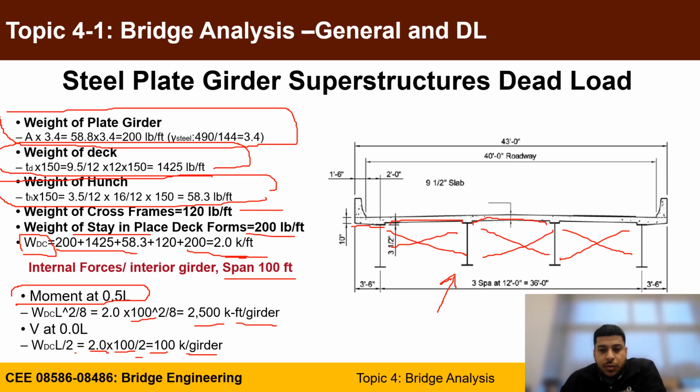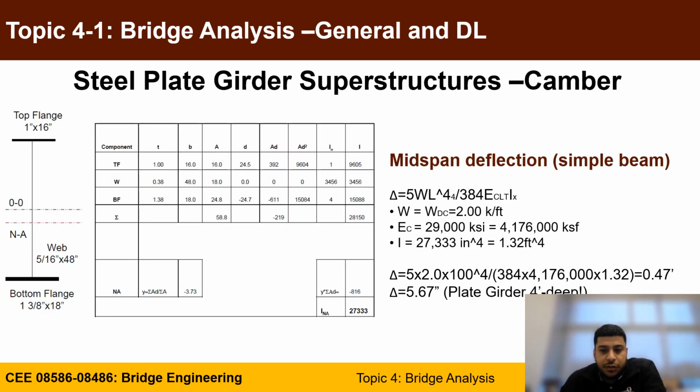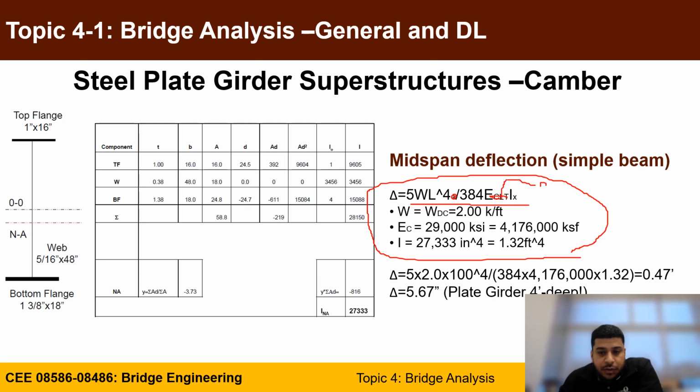And this concludes the first presentation with the last slide of calculating the deflection, which is pretty much similar to the box girder. To calculate the camber, you need to use the equation for a simply supported girder with uniform load. You have 5 WL to the power 4, divided by 384 times the modulus of elasticity of steel, times IX.